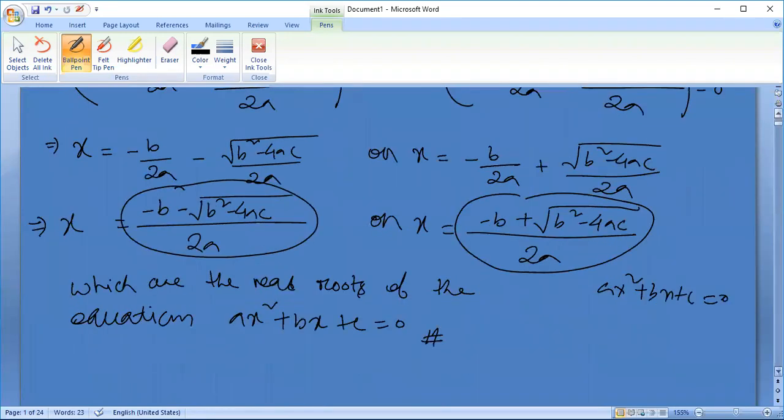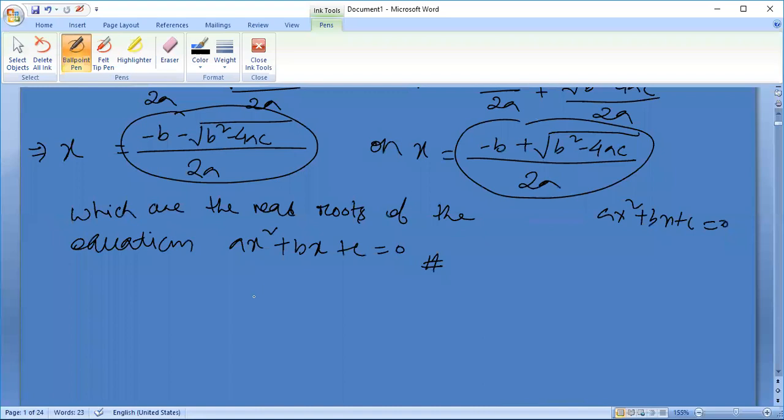Okay, write down: solving quadratic equation by using formula. Solving quadratic equation by using formula.